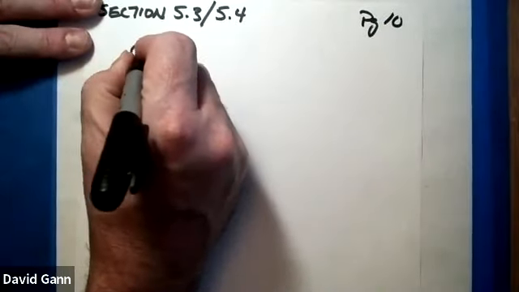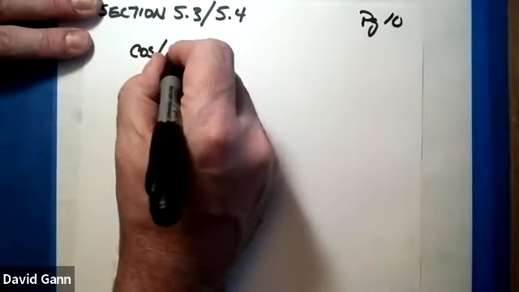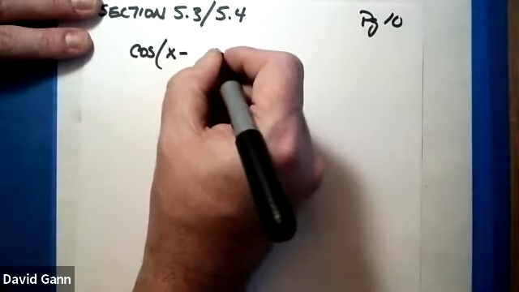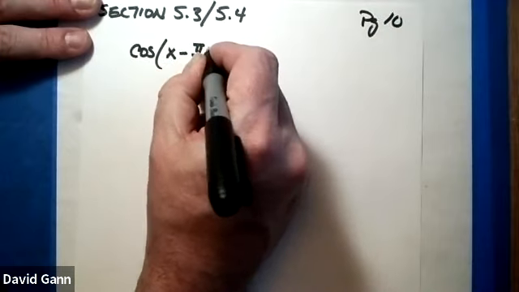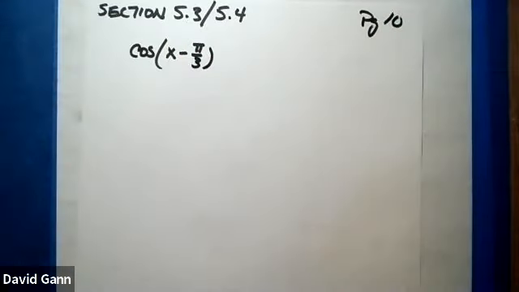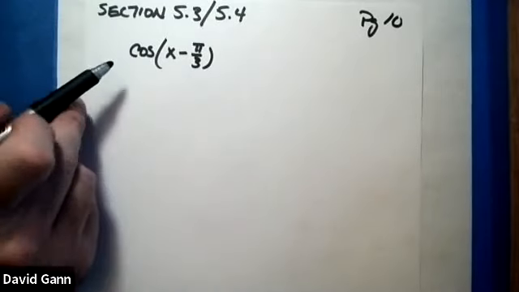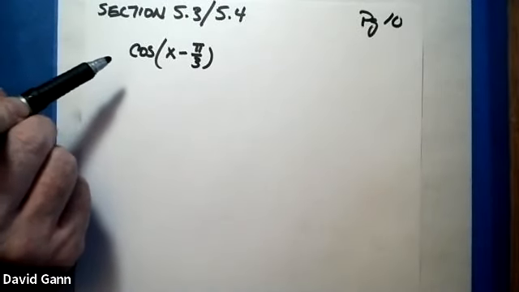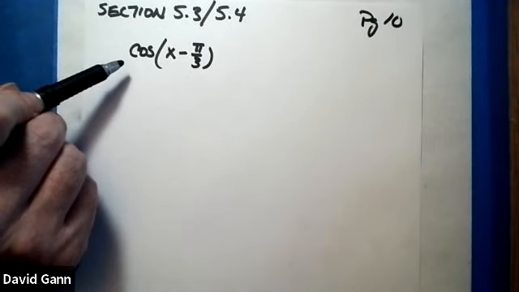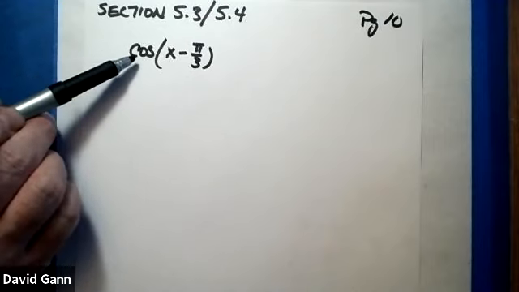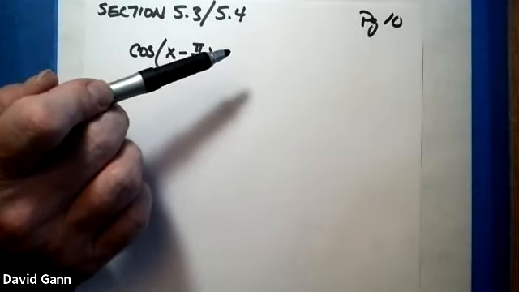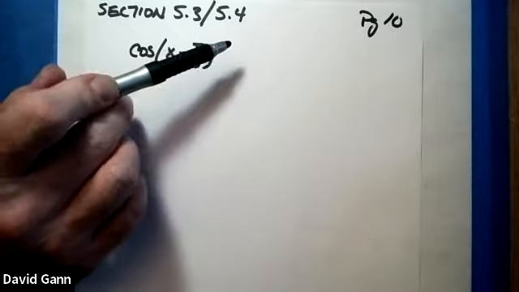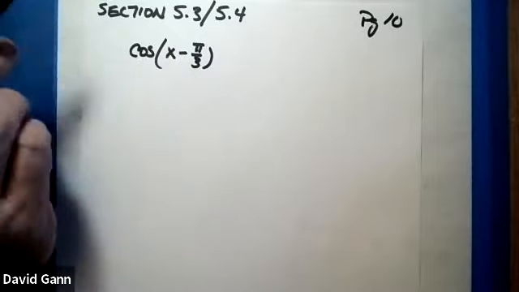So let's take cosine of x minus pi over 3. Now this should look like what the graph of this thing looks like, right? This is the regular cosine function shifted to the right by pi over 3. We're going to show how we get rid of this pi over 3, and we're going to actually find what the equation is for this.